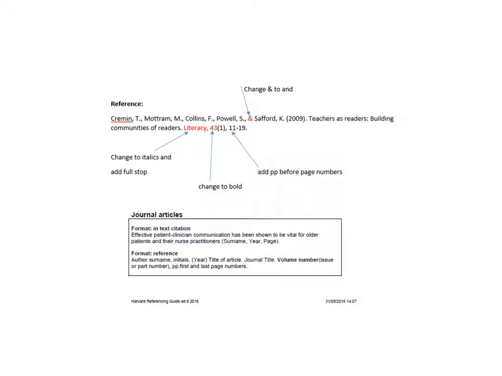First, change the ampersand to the word and. Next, find the name of the journal and put it in italics and change the comma to a full stop. Next, find the volume number and put this in bold text. And finally, add pp. before the first to last page numbers.